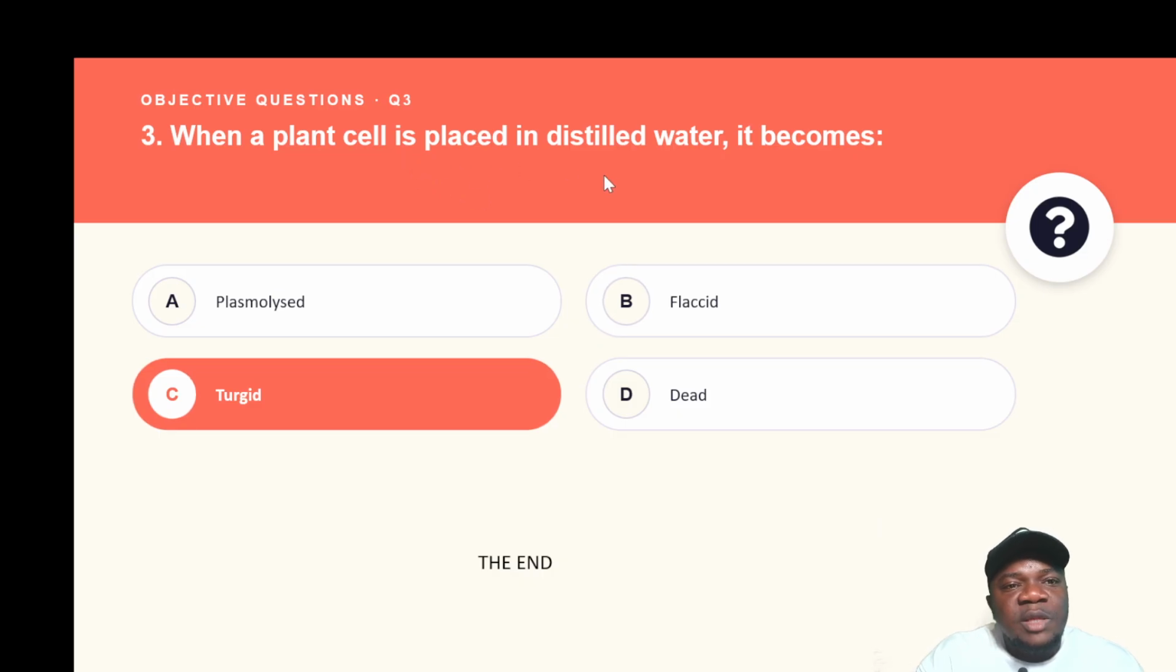Then when a plant cell is placed in distilled water, what happens to the cell? When you add distilled water, it becomes swollen and turgid. Does it become plasmolyzed? No. Flaccid? No. Dead? No. It becomes turgid.